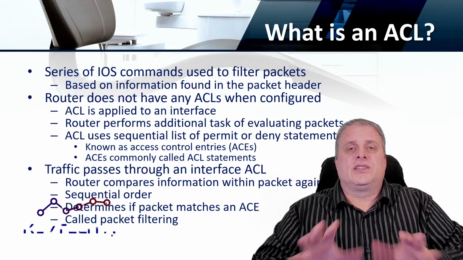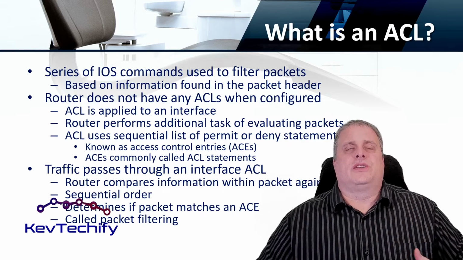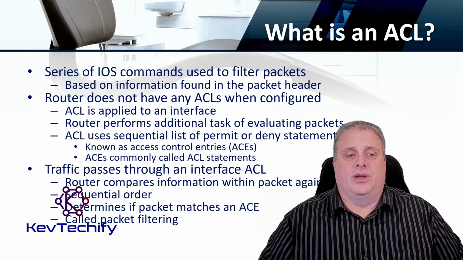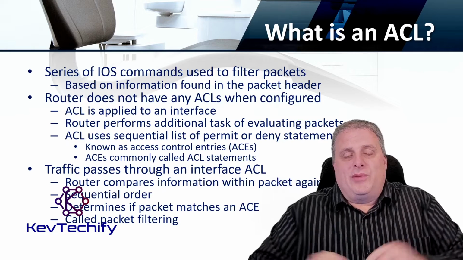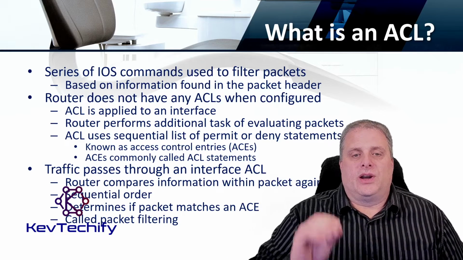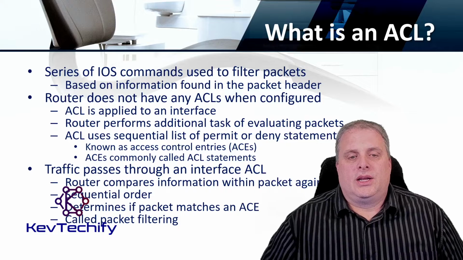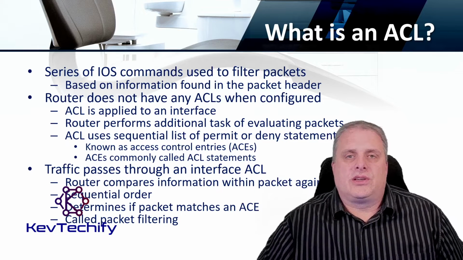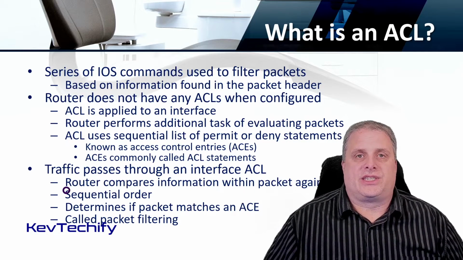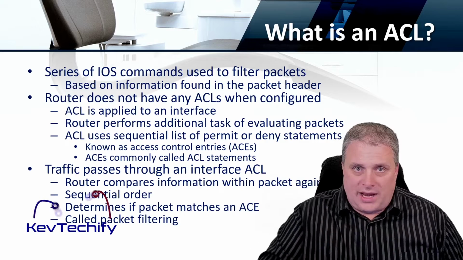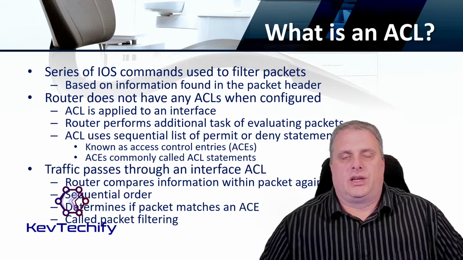Now, this list is a sequential list of either permit or deny statements. Each one of these statements is known as an ACE, or an access control entry. These access control entries are also known as ACL statements. A whole bunch of statements make up one list.